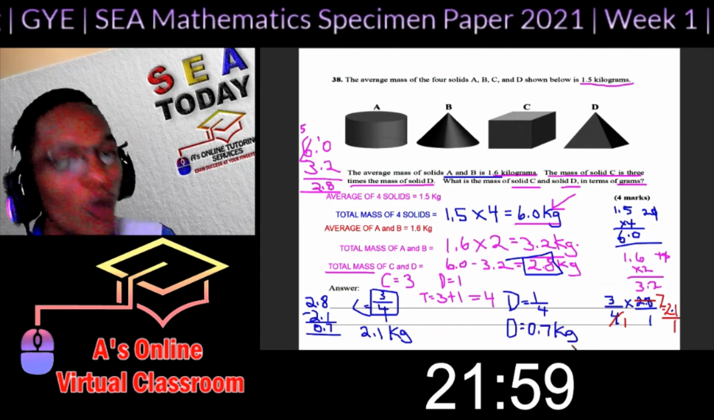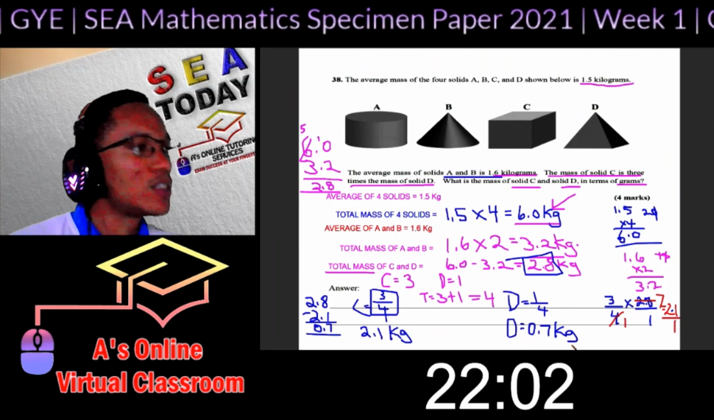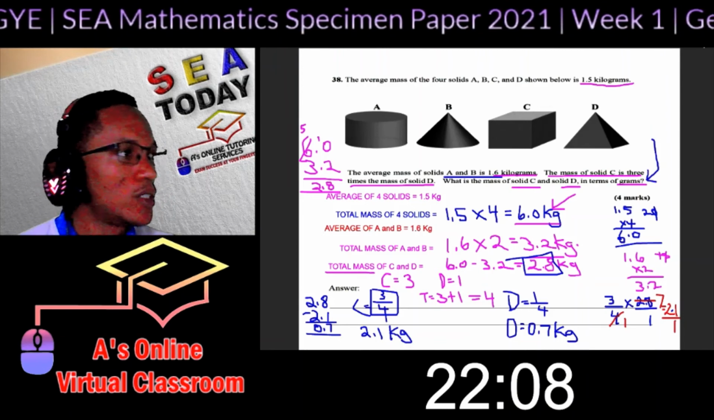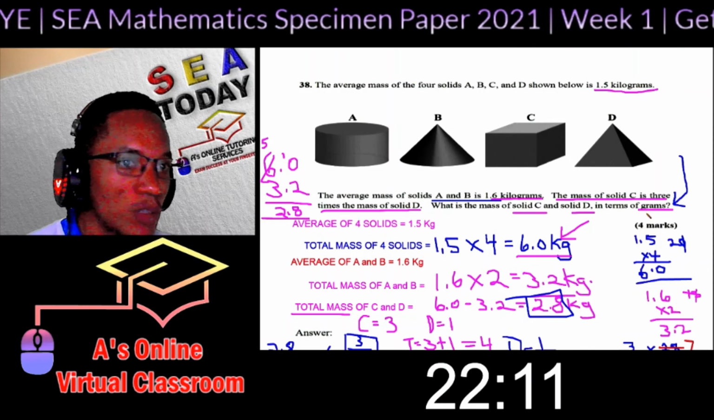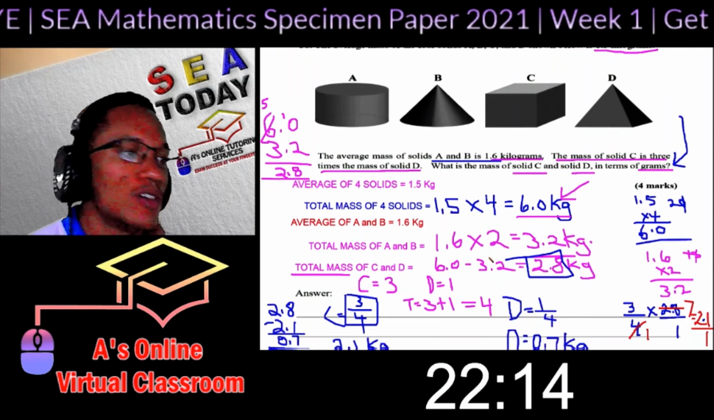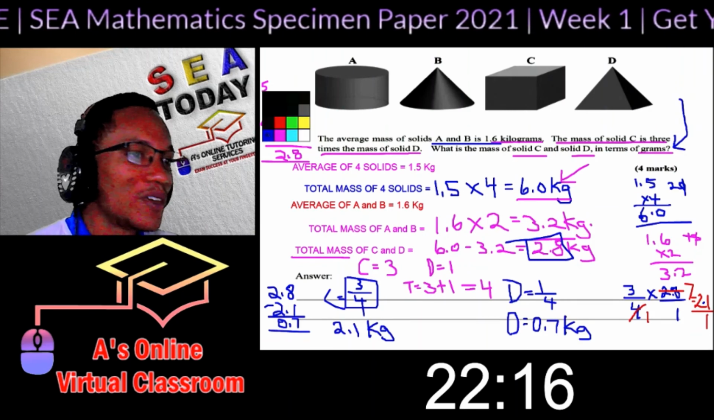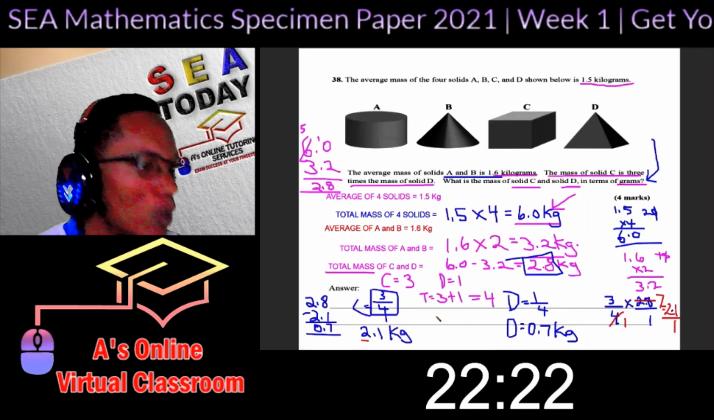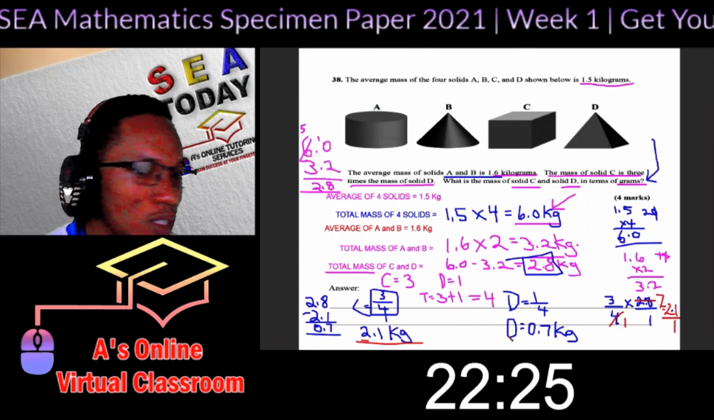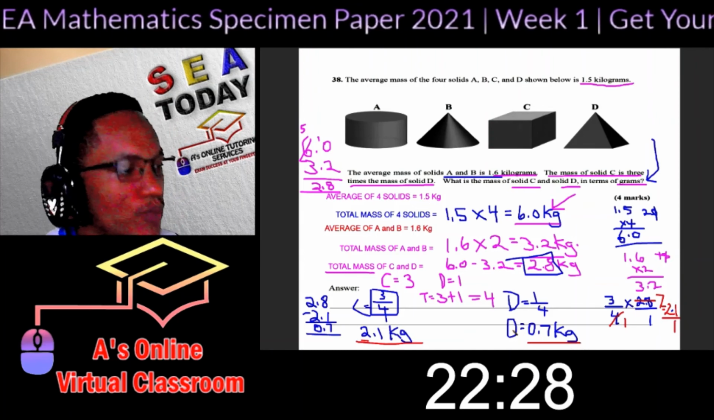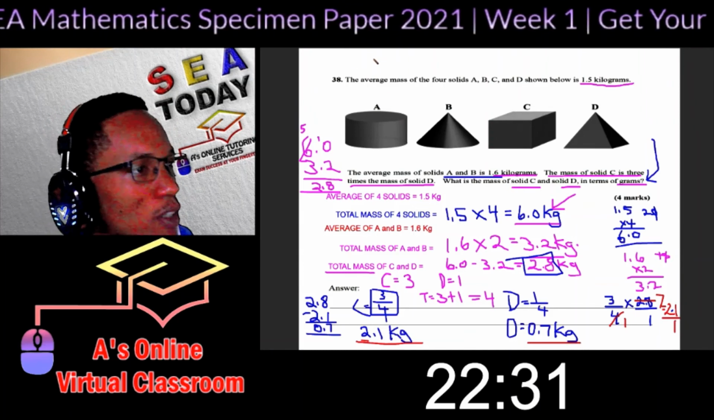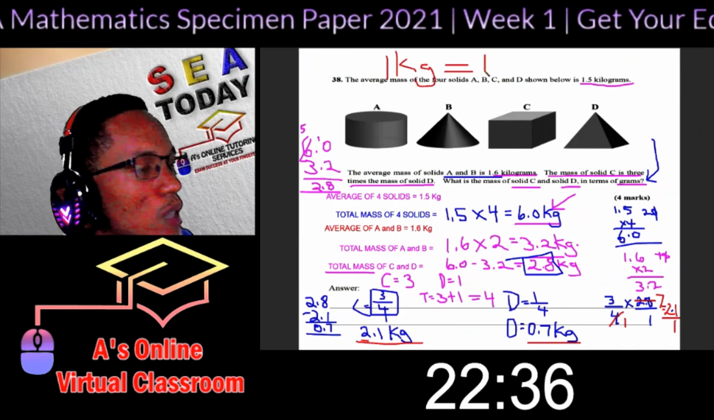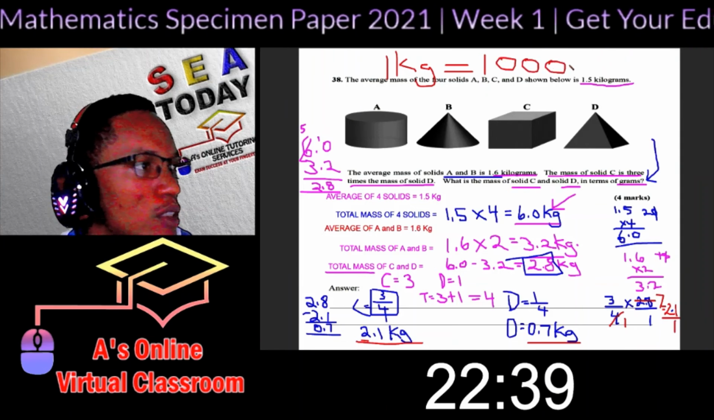But we're not finished, we're almost there, because they want us to put our answer in terms of grams. That was the last part of the question that they asked us there. They want us to put our answer in grams. So let's zoom back up. We have to change this into grams and this into grams. How do we change kilograms to grams? Well, 1 kilogram equals 1,000 grams. You have to memorize this going into the exam.